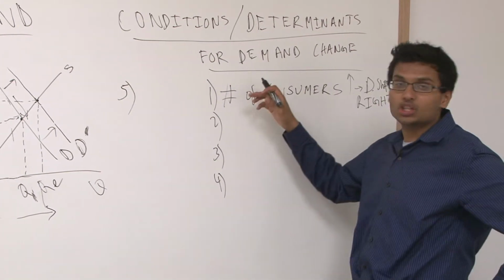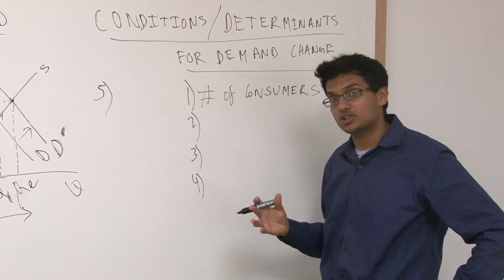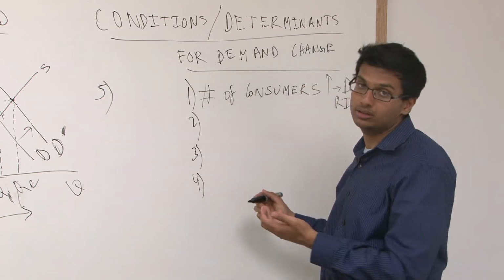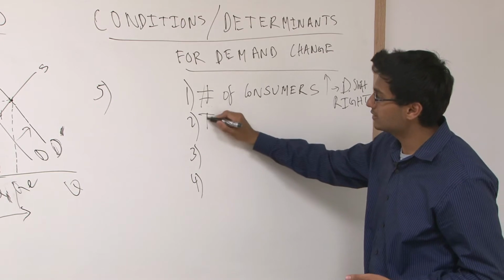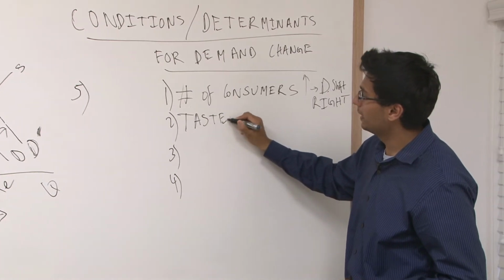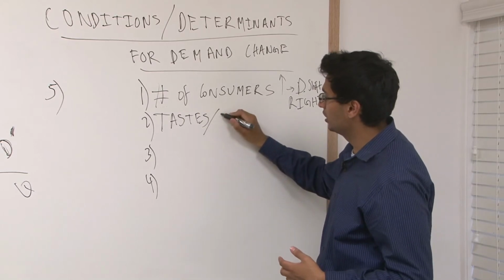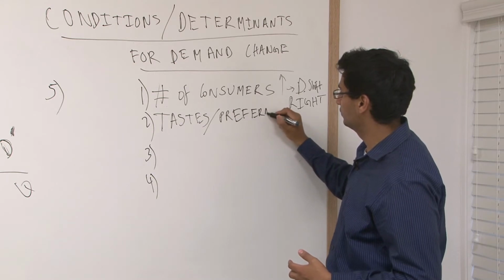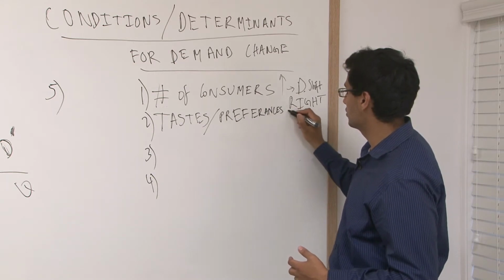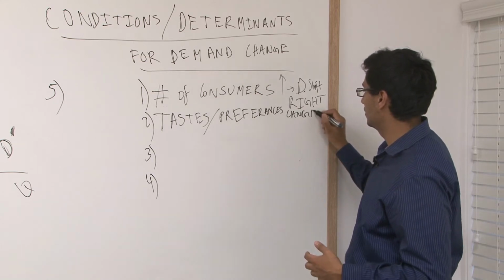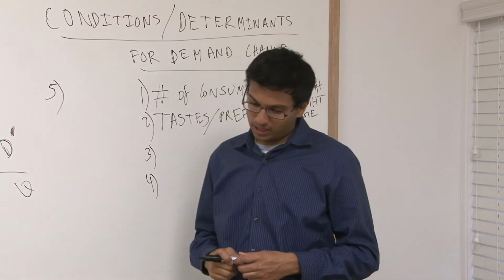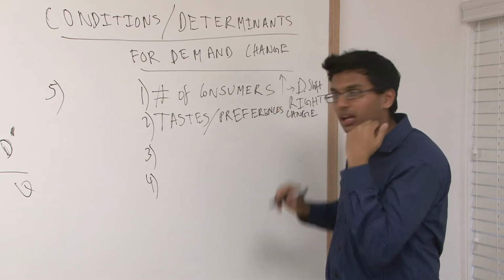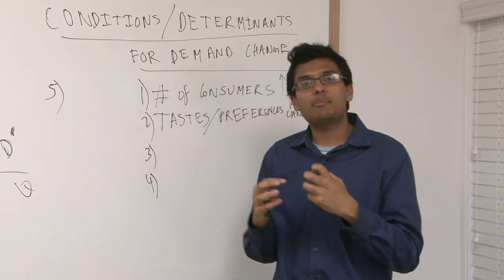The second condition that changes demand is the fact that the tastes and preferences of a consumer change. So let me write that down and then I'll explain to you what that really means. Tastes slash preferences change. Now, what do I mean when I say that my tastes and preferences change? I believe that's an E. I'm sorry for the spelling. But what happens when tastes and preferences change?